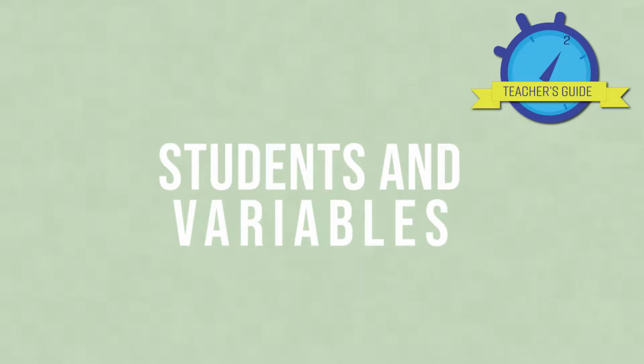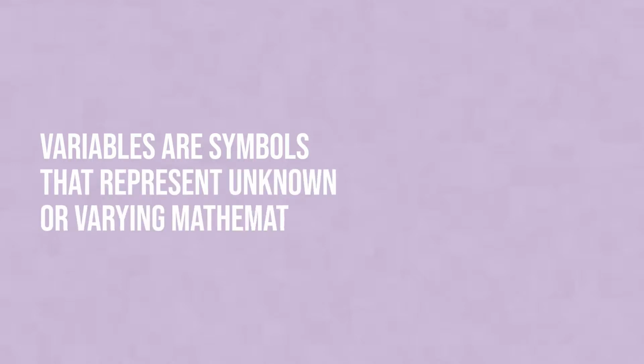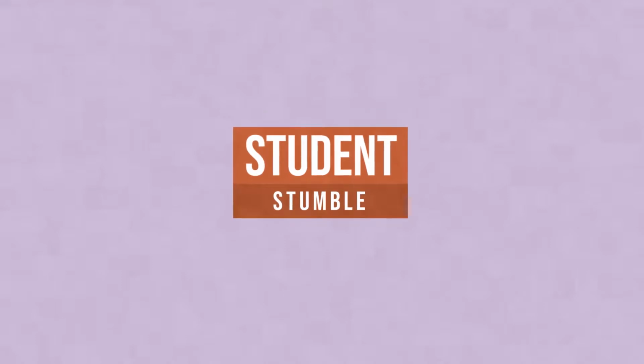Students and variables. In our video titled, What are Variables?, we left you with this definition. Variables are symbols that represent unknown or varying mathematical objects. Now we're going to discuss some student stumbles that are likely to occur as students work with variables.